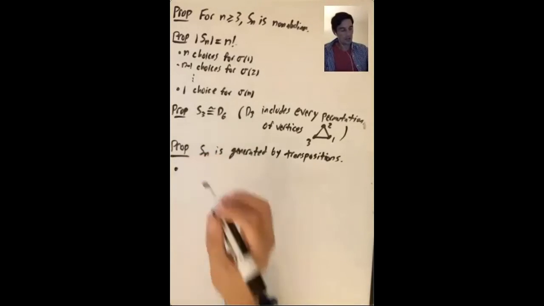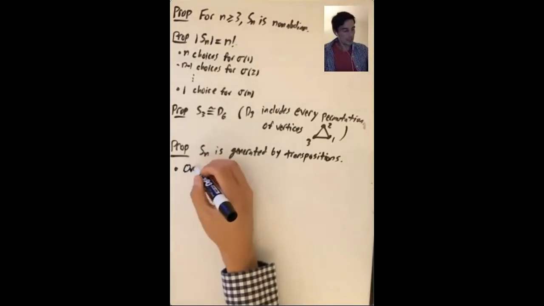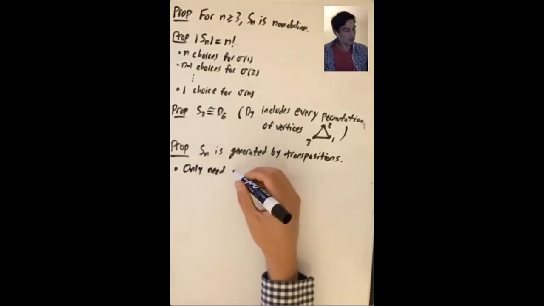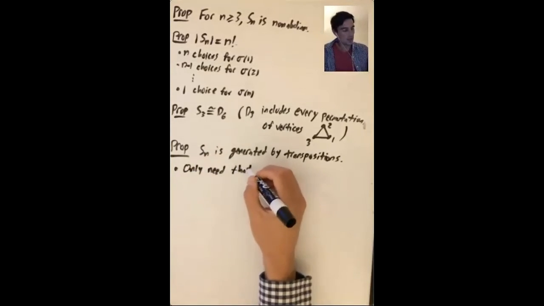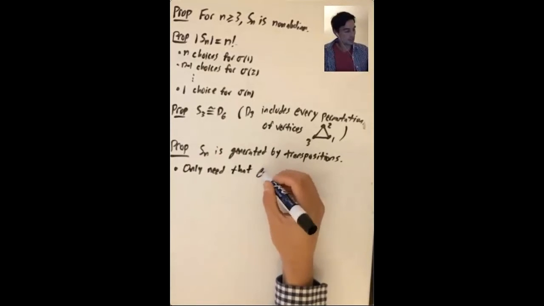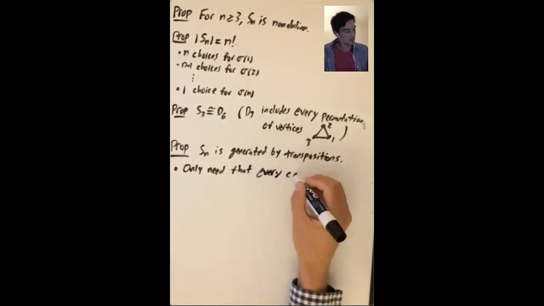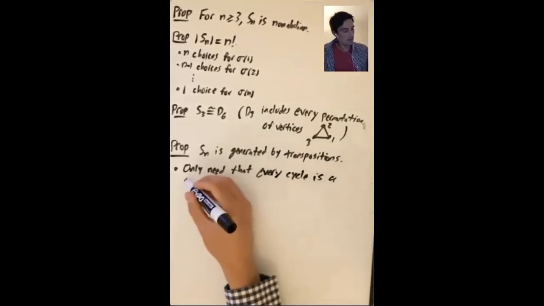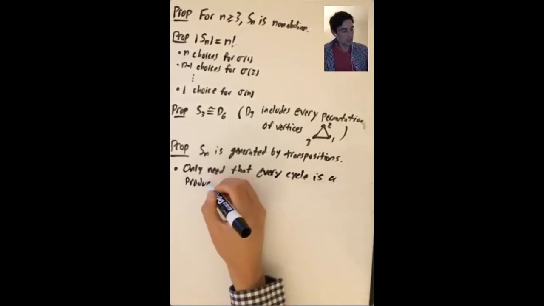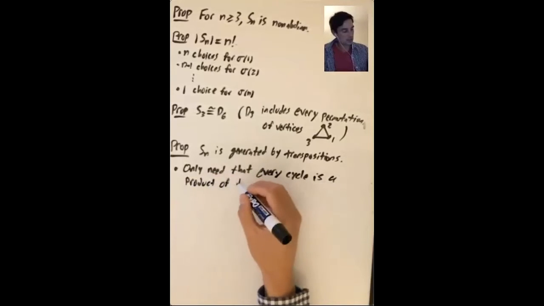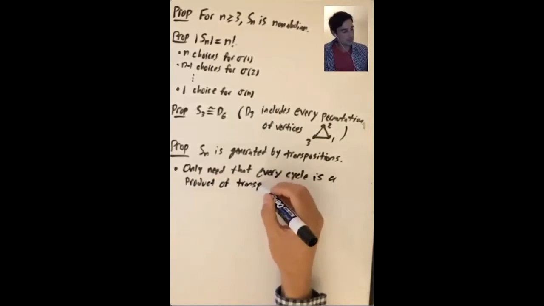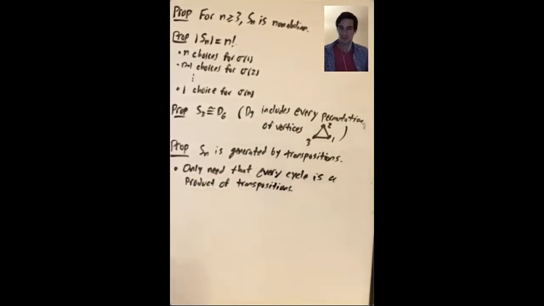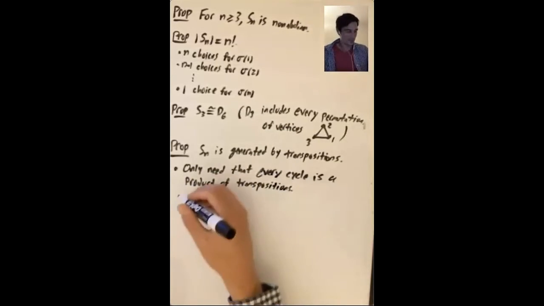So how do we show that this is true? So we only need that every cycle is a product of transpositions, because we know that every permutation is a product of disjoint cycles. So the easiest way to see that every cycle is a product of transpositions is just to do it.